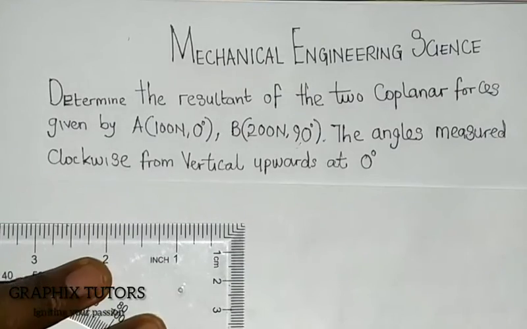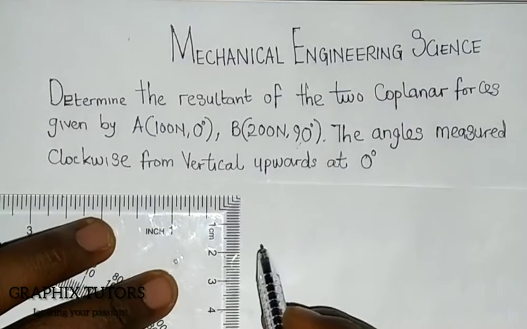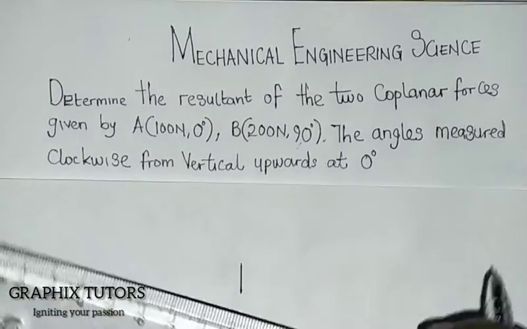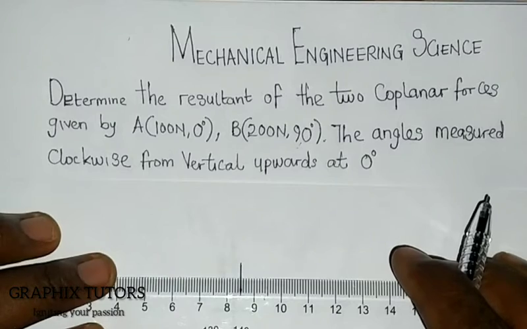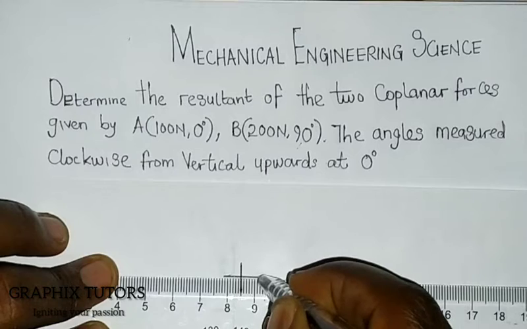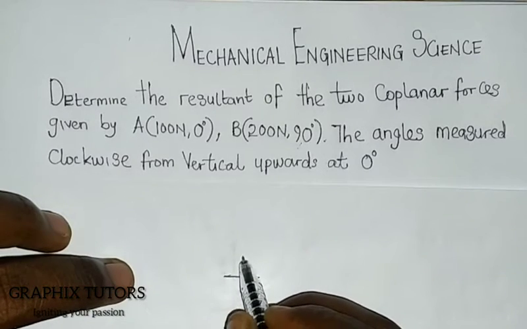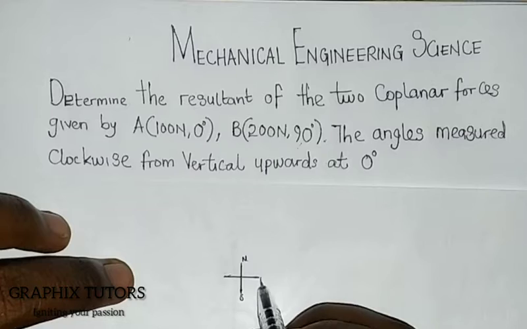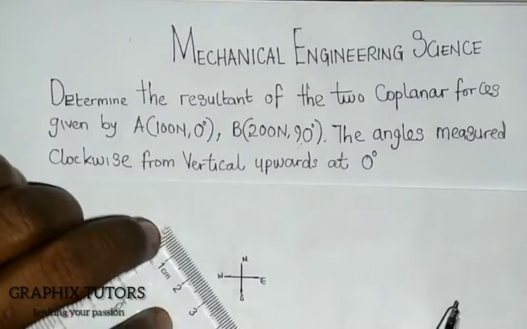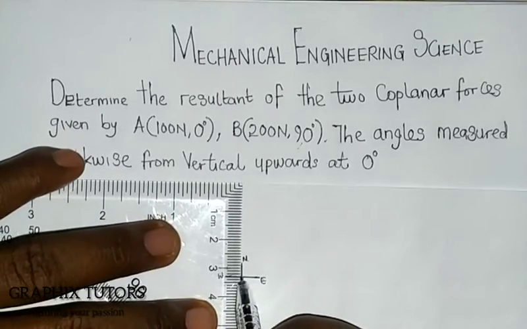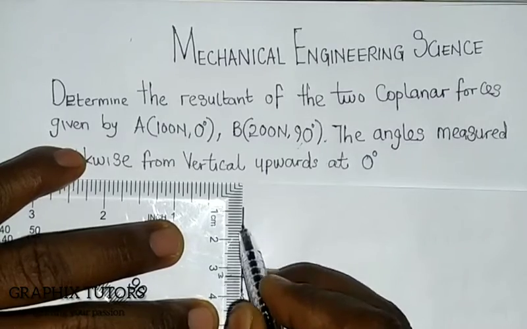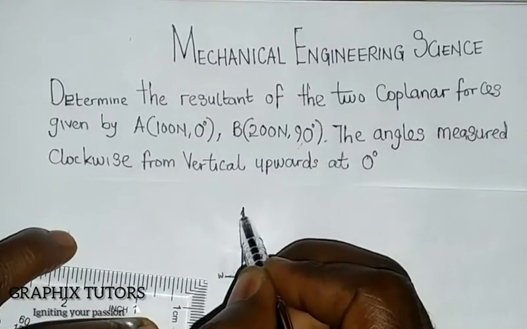First thing you have to do is to draw your four cardinal points like this. You draw your vertical line and you draw your horizontal line. So this is north, south, east and west. Now it's telling you that this vertical here is 0 degree. Vertical here is 0 degree, so here is our 0 degree. Are we good?